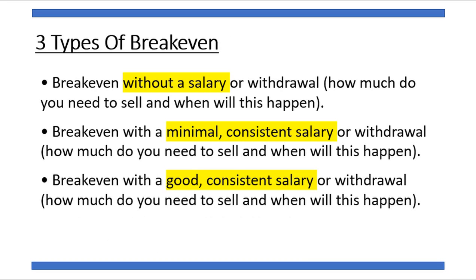So there are three types of break even for a small business, and the first one is that you're able to break even without a salary. So you're not taking any money out of the business, but you're also not putting any money into the business anymore either. The business is self-sufficient, it's paying its own expenses. But we call it self-employment for a reason. This isn't self-volunteerism. We want to make a salary.